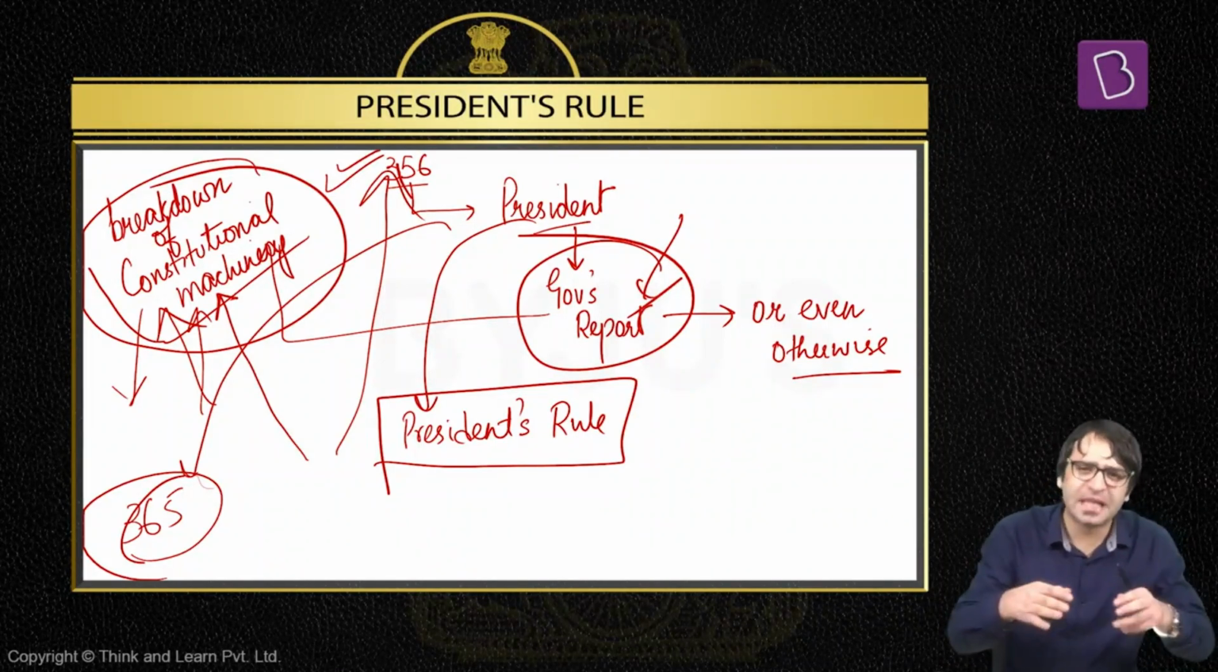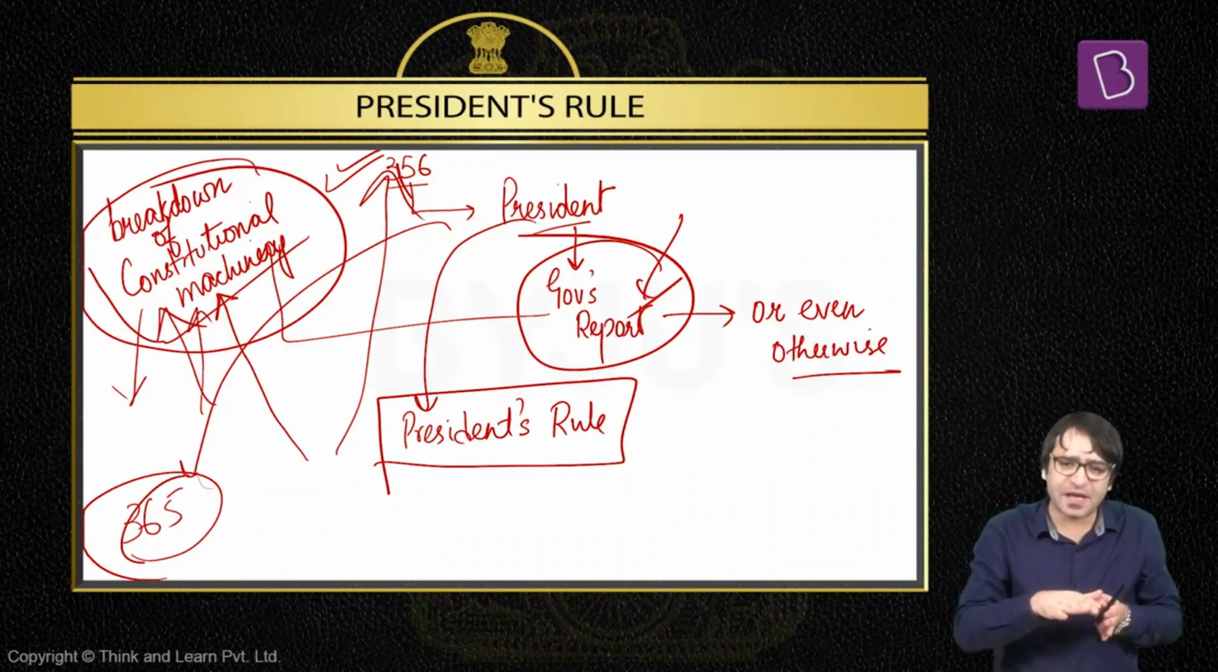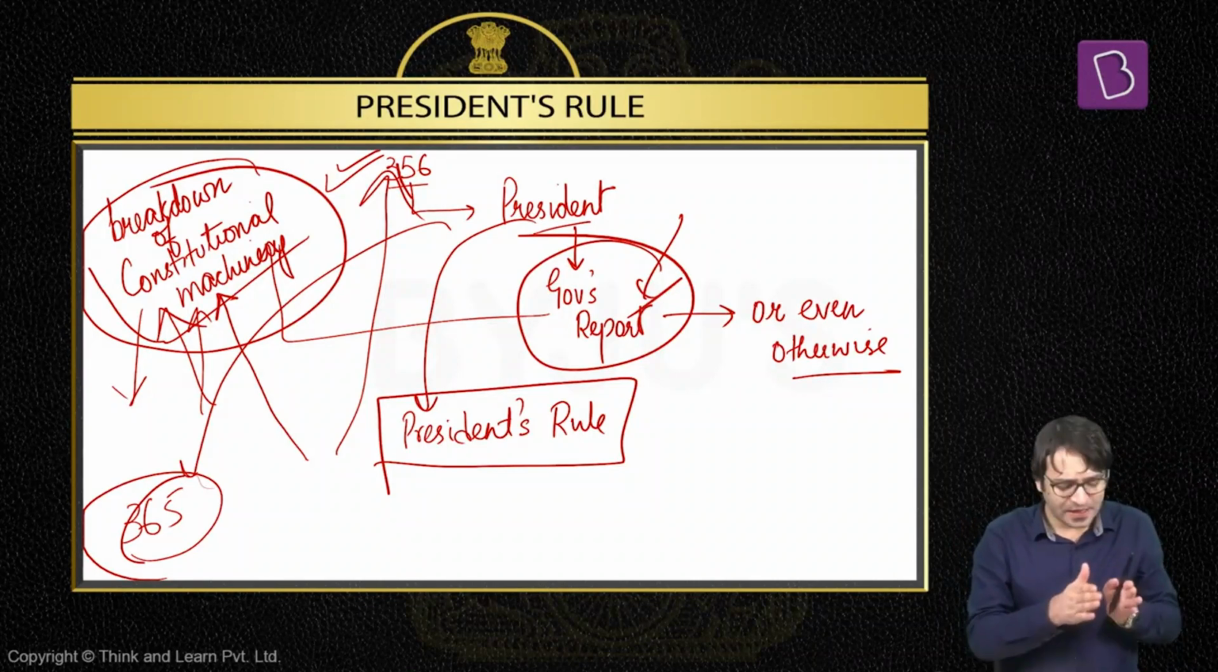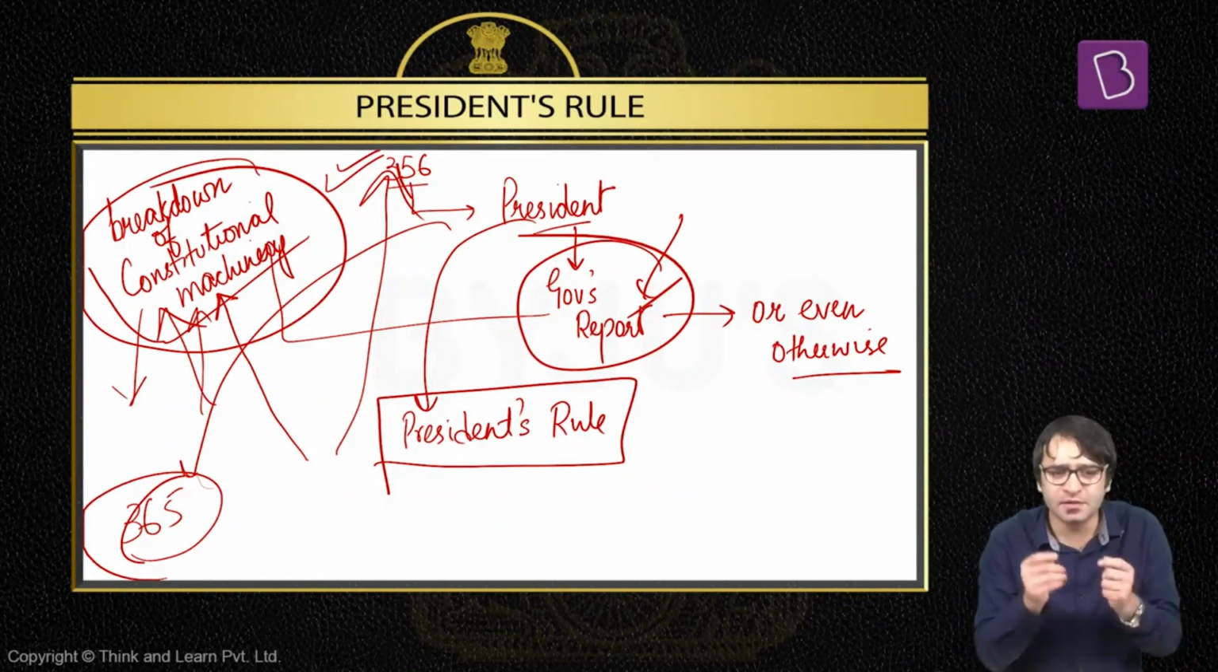The president refers this matter to the cabinet. Let's say, for example, the Home Minister, the Cabinet, and the Prime Minister discuss and then take a decision. The Cabinet recommends to the president that we have received the governor's report and it is a fit case of president's rule. The Cabinet advises the president, please impose president's rule. The president proclaims president's rule in that state under Article 356 of the Constitution.